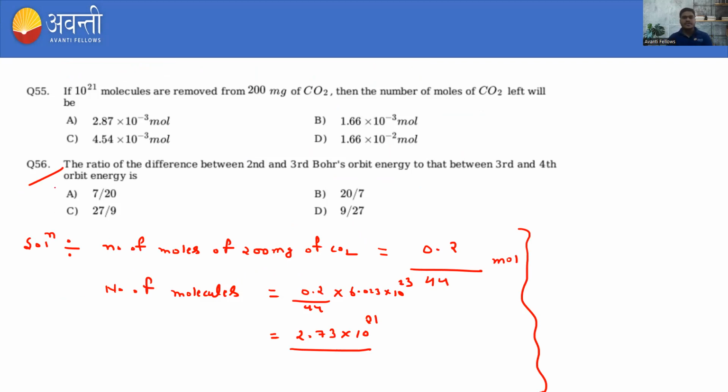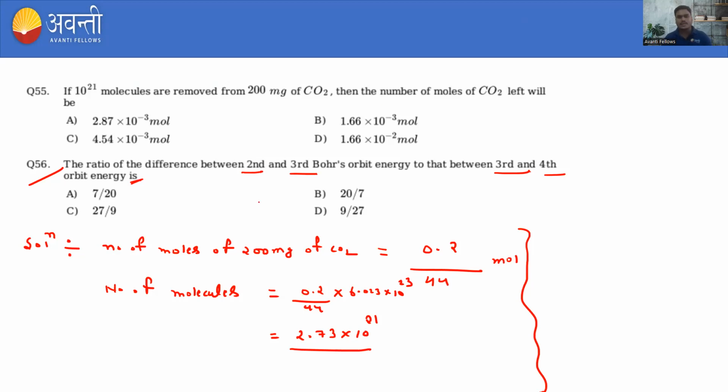So what is question number 56? It asks for the ratio of the difference between the second and the third Bohr orbit energy to that of the third and the fourth orbit energy. So you have to calculate the ratio of the differences between the second and third Bohr orbit energy to that of the third and fourth Bohr orbit energy, right?